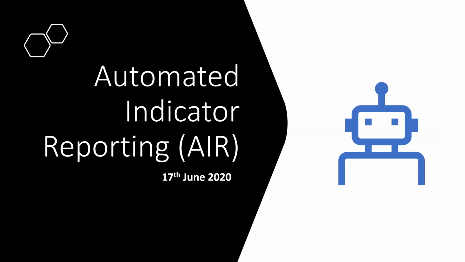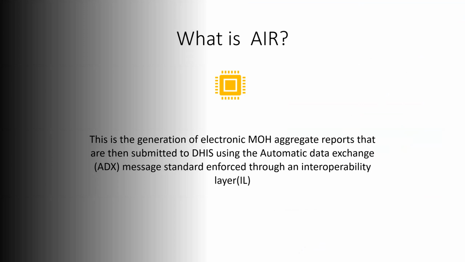That brings us to the automated indicator reporting. So what is this automated indicator reporting? This is where you generate your reports electronically, especially the MOH aggregate reports. Then you submit them to DHIS using the automatic data exchange format, the ADX messages, which is being enforced through the IL.